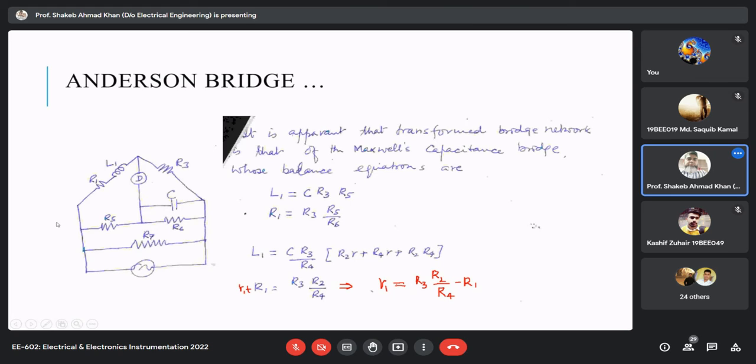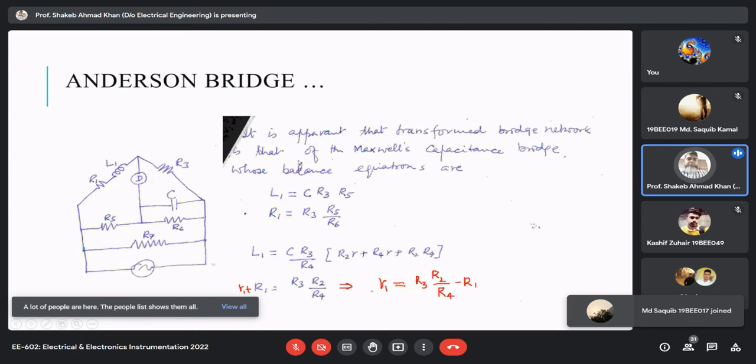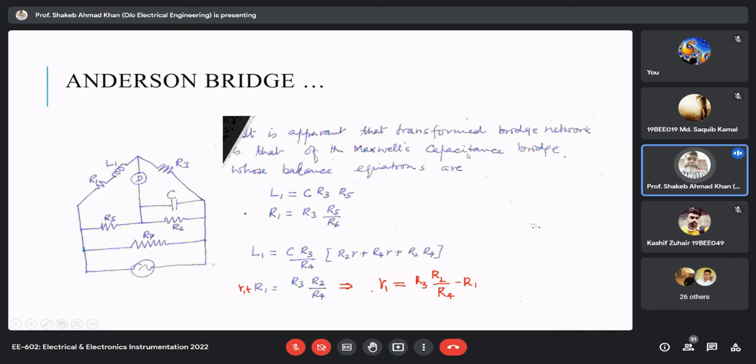As far as this bridge is concerned, with R1, L1, R3, C, R6 and R5, this is basically a Maxwell's capacitance comparison bridge. The C and R6 are in parallel. So that's what I had written: it is apparent that the transformed bridge network is that of Maxwell's capacitance bridge, and its balance equation will be obvious.